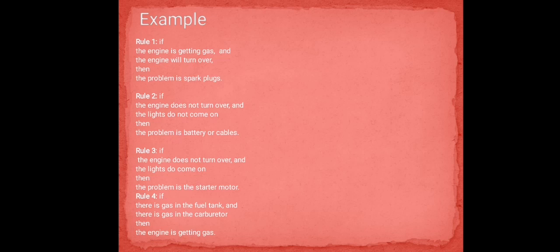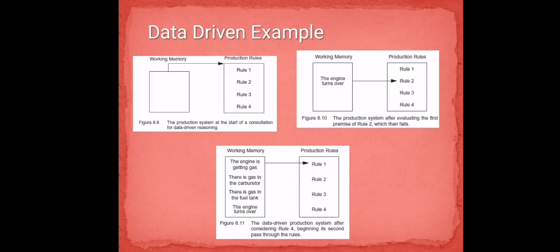For rule 1, the first condition, the engine is getting gas, is actually the conclusion of rule 4, so we can't say whether the engine is getting gas or not when we are considering it the first time. When we consider rule 4, suppose the 2 conditions are true, then we can conclude the engine is getting gas. From that we can conclude the problem is spark plug. That's what is actually going on inside this data driven example: we have some facts, and using those facts we are concluding.